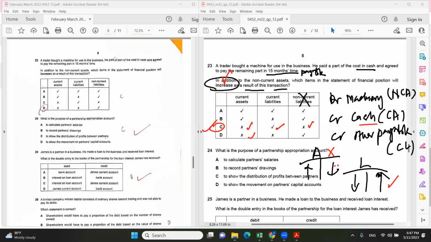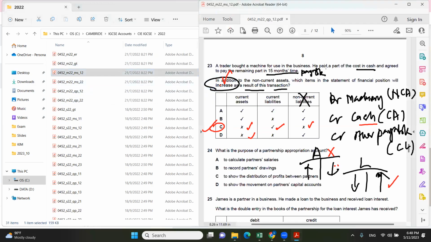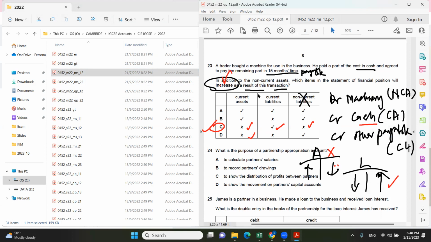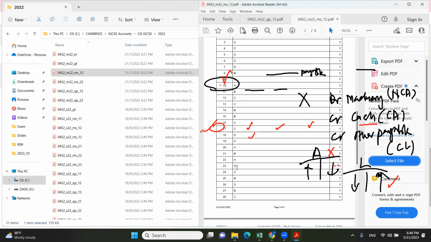Let me see the marking scheme. Give me a minute, I'll open the marking scheme first. Okay. 22. Then question 23. Why is it D?